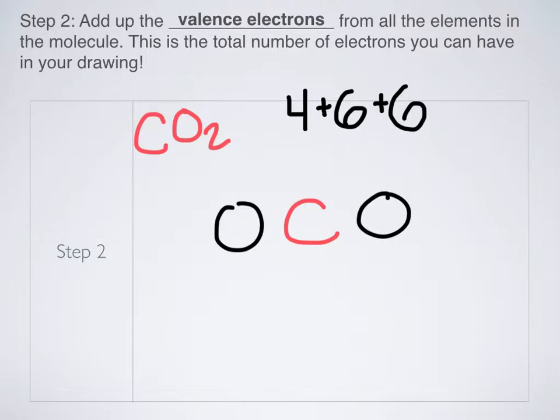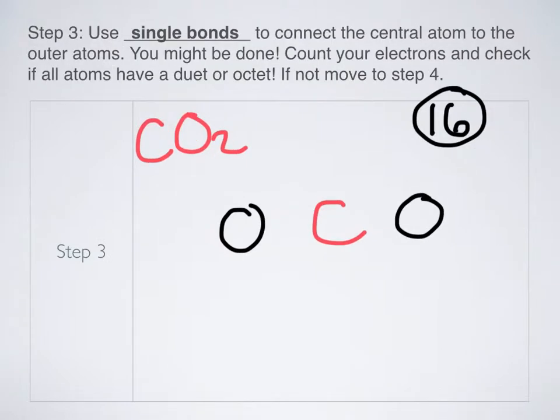So what is 12 plus 4? I have 16 electrons in my drawing, and I shouldn't have any more than 16. Okay, that's sort of my barrier there. I can't have any more or less than 16. So as a little reminder, I put 16 over there and I circled it because I have to have 16 electrons. So step 3, use single bonds to connect the central atom to the outer atoms.